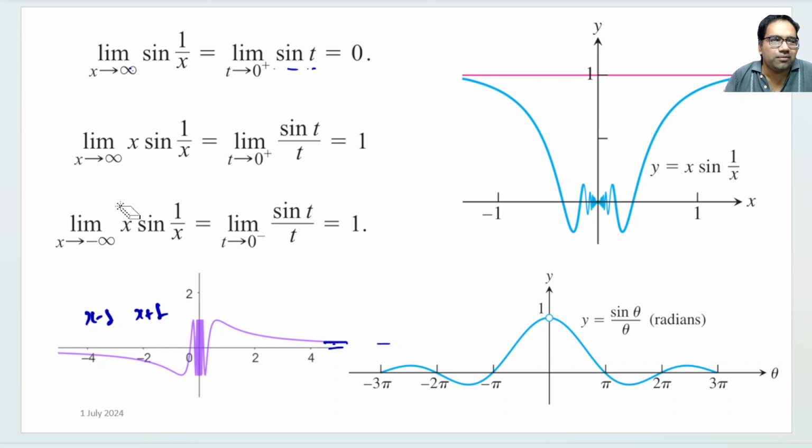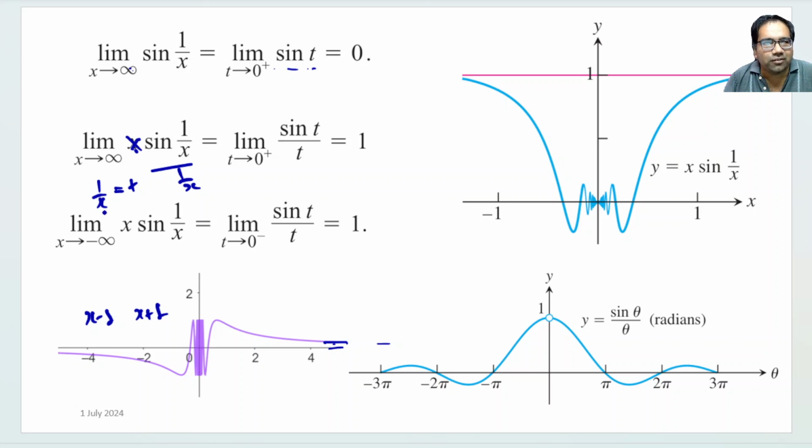Okay. Now, what about this case? x sin 1 by x. x is tending to infinity, sin 1 by x is tending to 0. How do we resolve this? Here also, let's assume 1 by x is t. This x we can bring downwards and write it as sin 1 by x divided by 1 by x. We can cancel it here and write it like this.